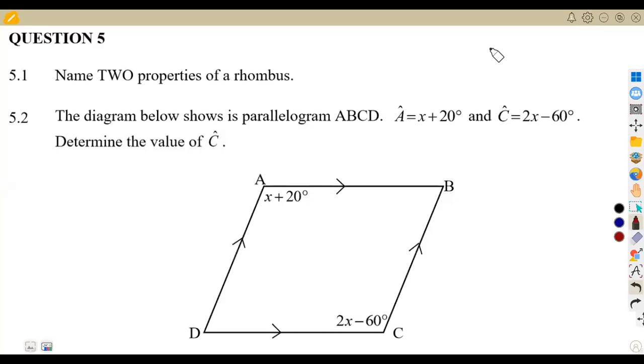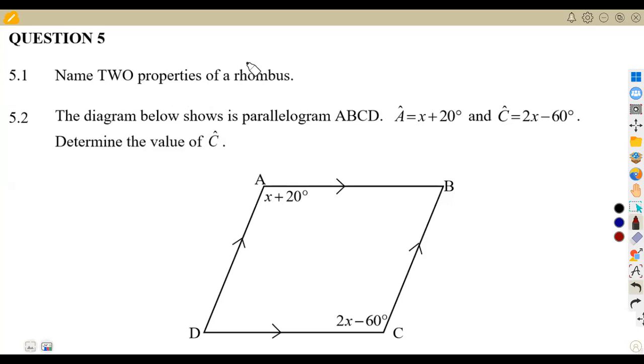All right. Another exam question that we are given in this platform on our Euclidean geometry. This is very, very important for us to just understand some basic things here. That was question number 5. The first part of our question, which is 5.1, was to name two properties of a rhombus.